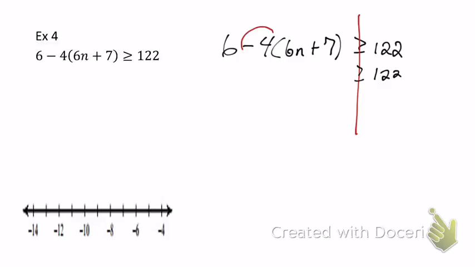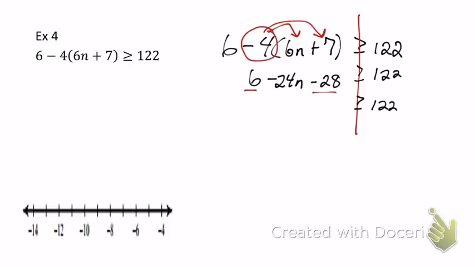So I'm going to take this time a negative 4 and I need to multiply it into parentheses. So negative 4 times 6n would be minus 24n. Negative 4 times 7 would be minus 28. And then I also have the 6. So I see that I still got my 122 on the right. I see I have like terms. I have my 6 and I've got my minus 28. They're like terms because neither have a variable. I know 6 minus 28 would be negative 22.